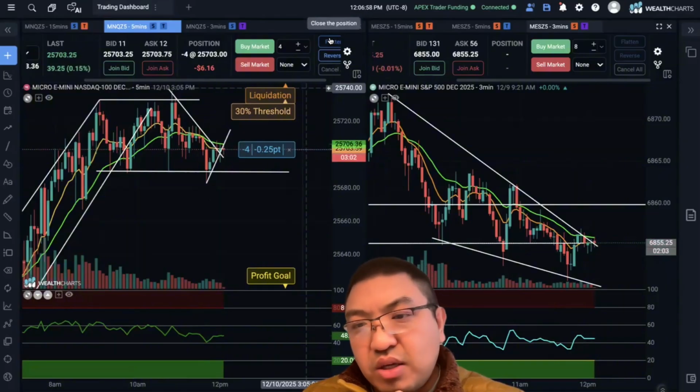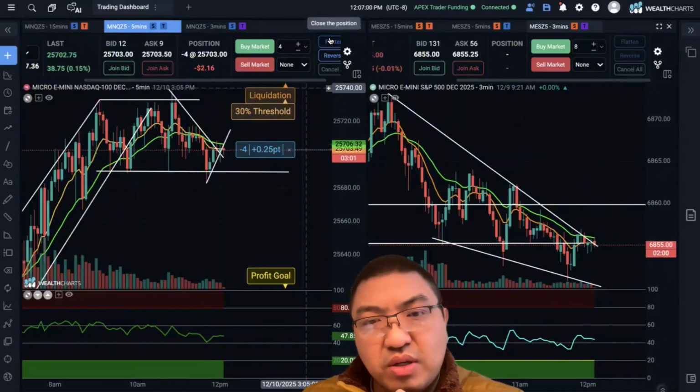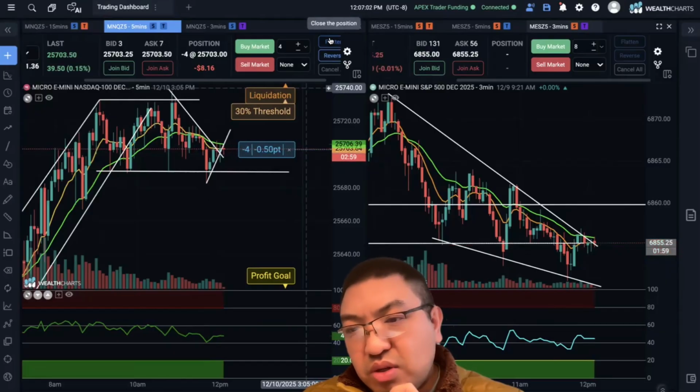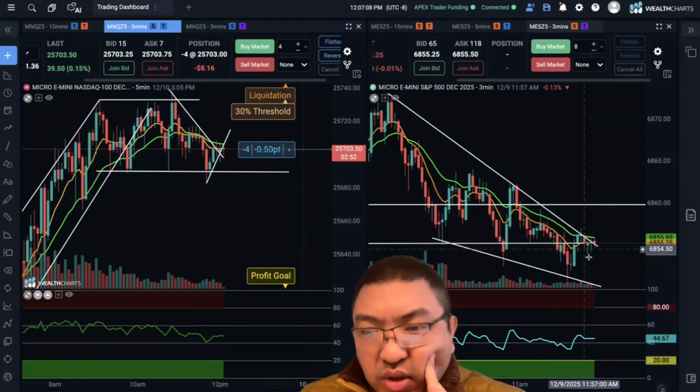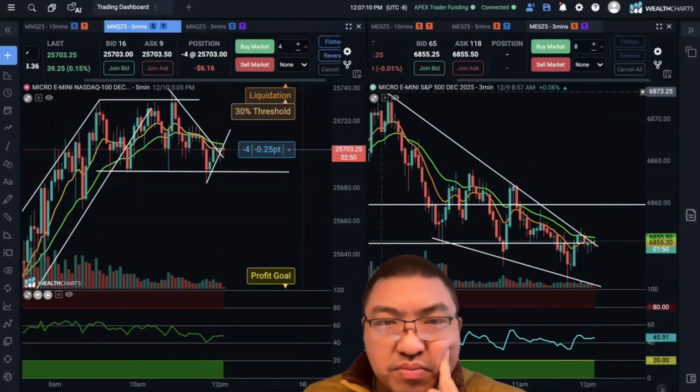Looks like NQ is trying to go up, but ES is trying to go down. I see a lower low, something right there. Oh no, it's higher low, higher low.